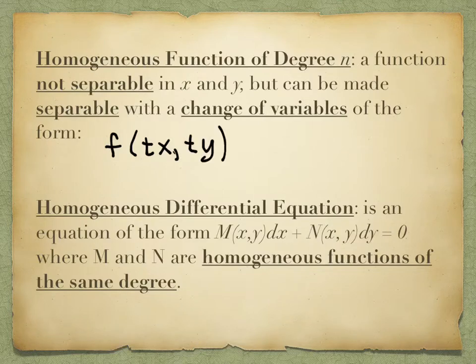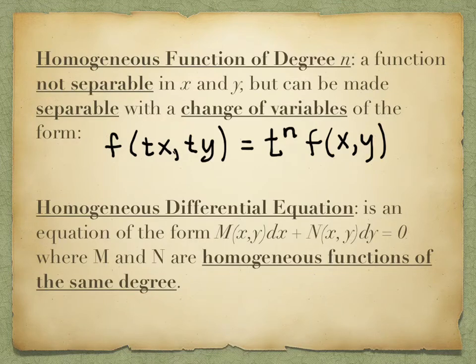So in other words, if we replace x with tx and y with ty, it is equivalent to multiplying by some power of t outside of my function f of xy. So once we've done this substitution, we will be able to separate our variables. That's the goal. Okay, do the substitution, then we can use separation, everything we did before.